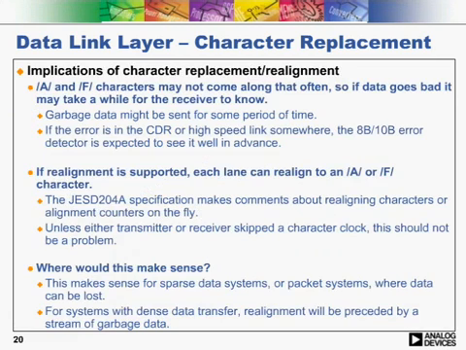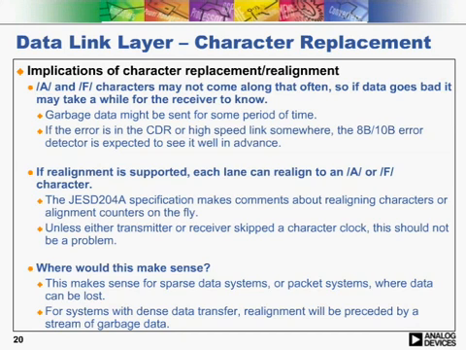Let's take a closer look now at the implications of character replacement. The F and A control characters may not come along very often, so it is possible that the data could be bad for a while before the receiver recognizes that it is bad. This means potentially that garbage data could be sent for some period of time. However, if the error is in the clock and data recovery or the high-speed link, the 8B/10B error detector should see this well in advance.